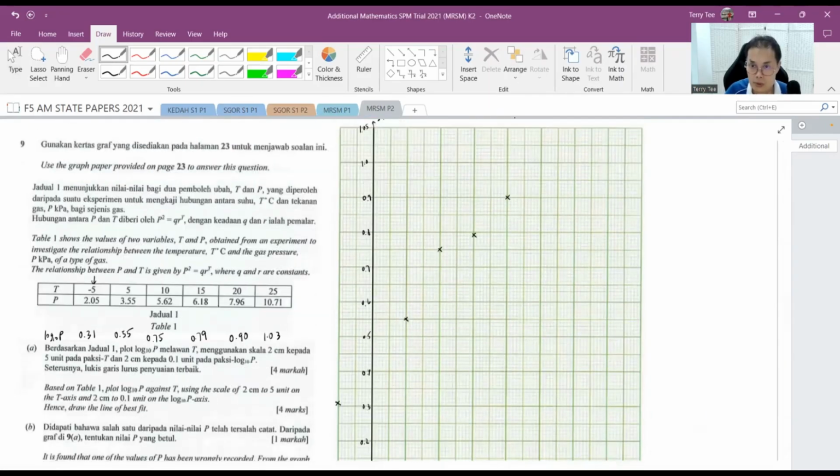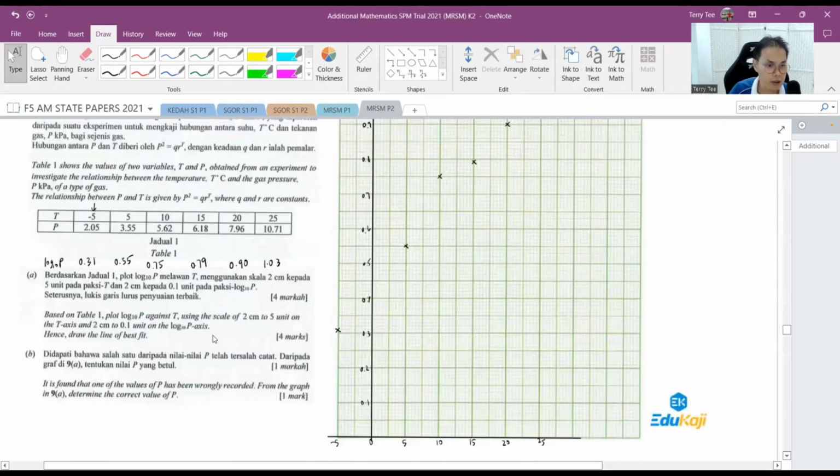Now, 1.01 is two boxes. Your 1.02 is here, 1.03 is slightly higher here. Now, sometimes you may have to read the whole question because the question mentioned, they say, it is found that one of the values of P has been wrongly recorded. From the graph, determine the correct value of P. So we know 1 point is out.